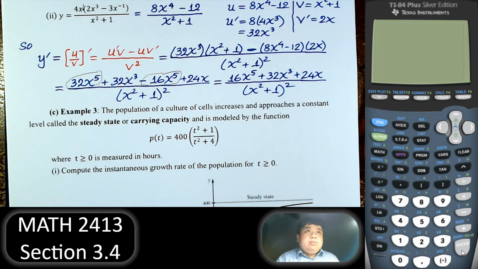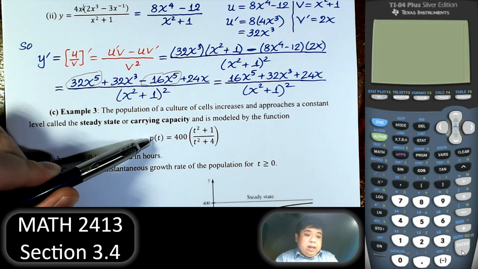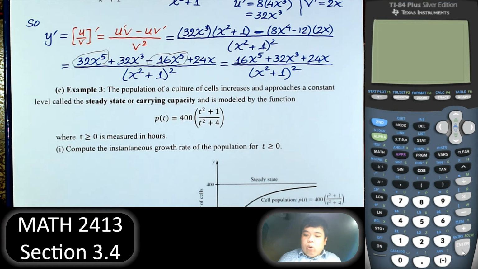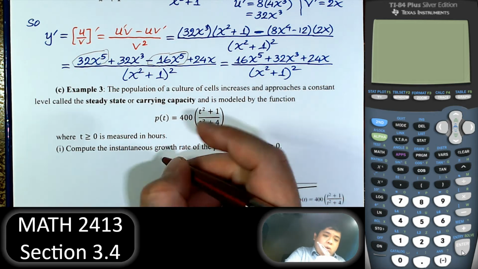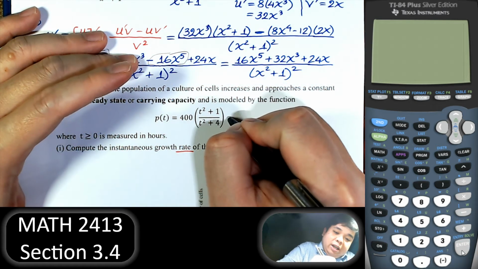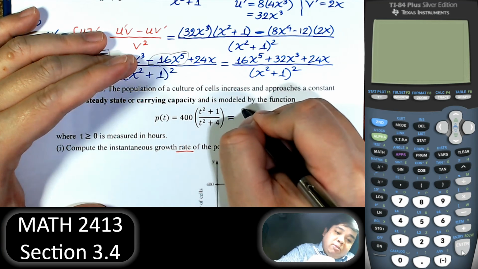Application problem. Suppose that the population is modeled by this, where t is time in hours. Compute the instantaneous growth rate. So pretty much when we talk about rate, that means the derivative. So we will take the derivative of that. By the way, if I rewrite this, it's much better if I multiply 400 on the top.